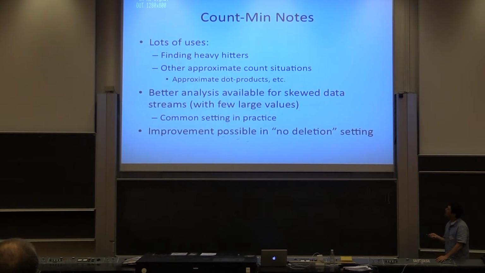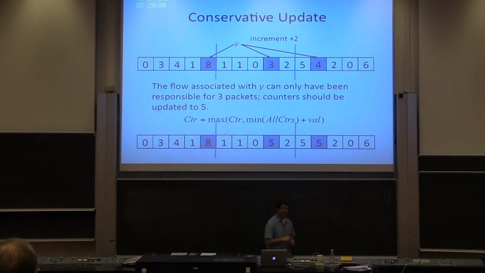And again, I think Graham is going to go over this in one of the later lectures. There's better analysis available for various situations, in particular for skewed data streams, like things going according to a power law, which is often a common setting. There's also an improvement to this that's useful in the no-deletion setting called conservative update, which I think there's now some analysis for in some settings, but it's still not fully analyzed particularly well. It's one of these things that works, but is really hard to analyze.